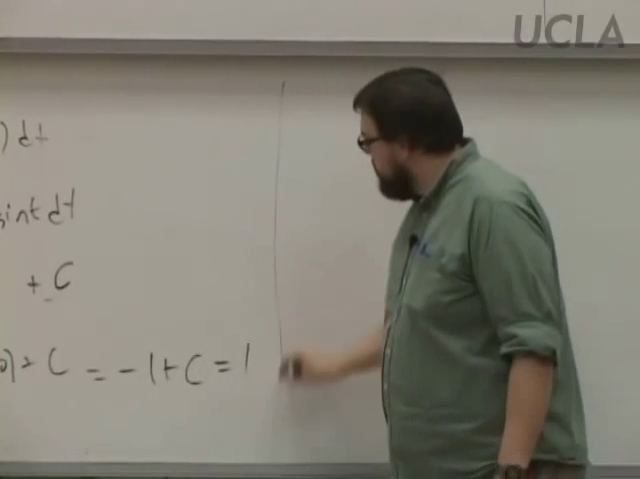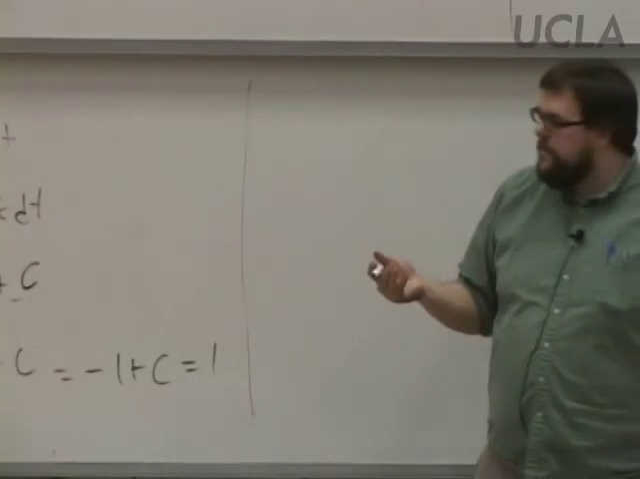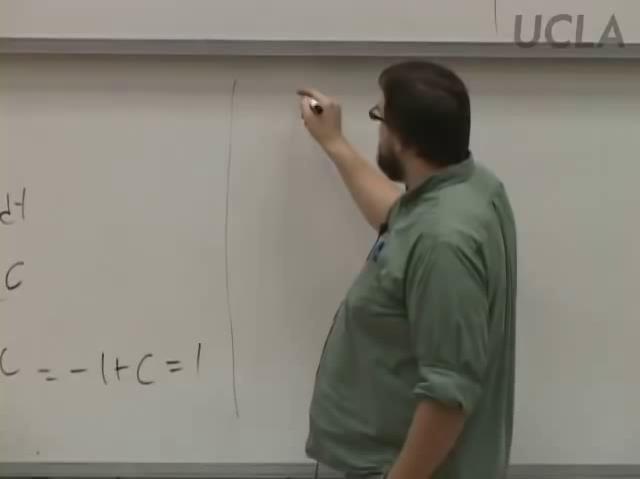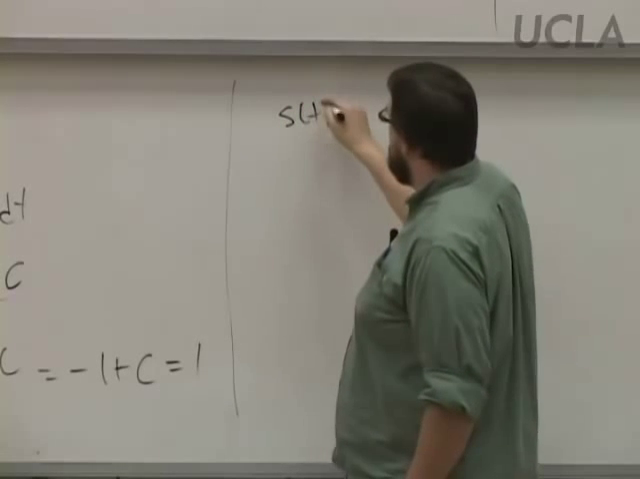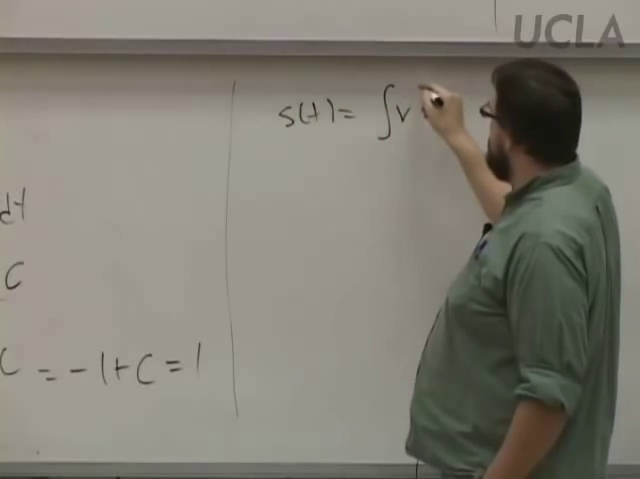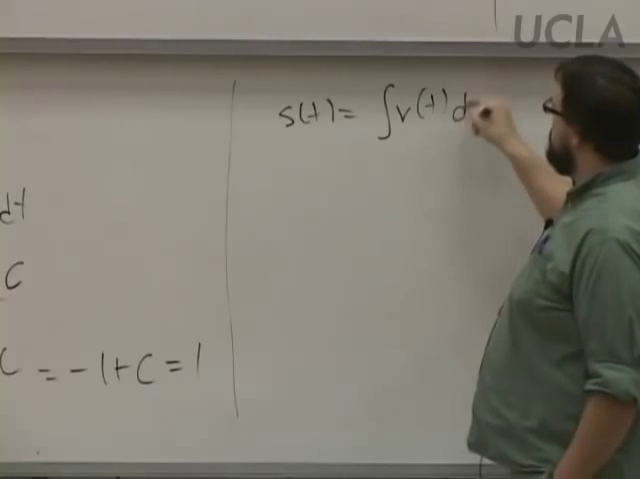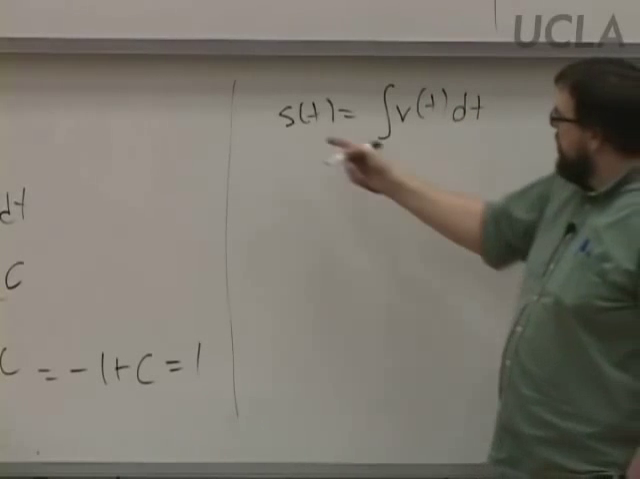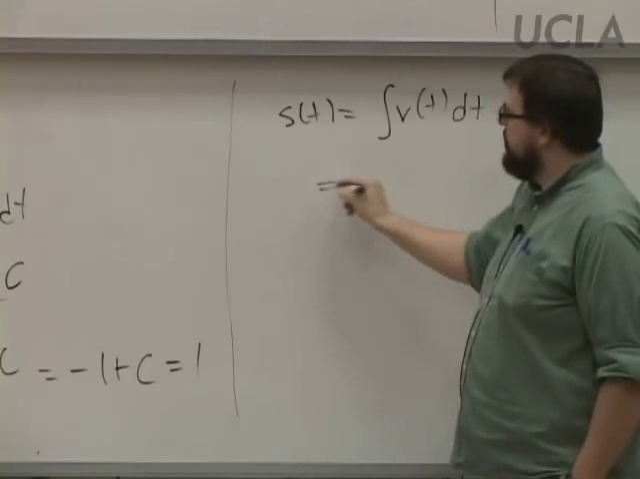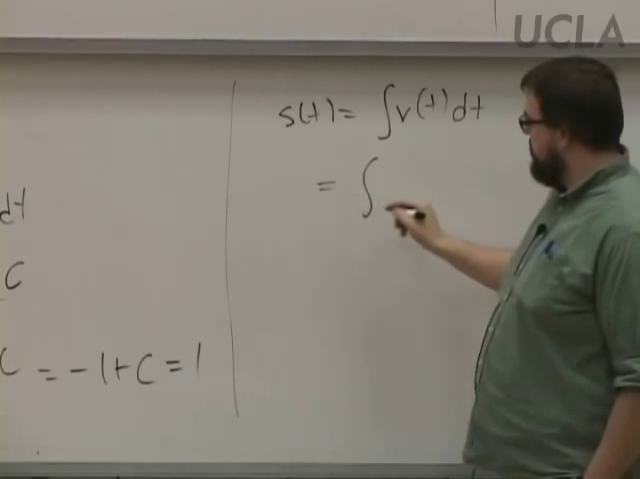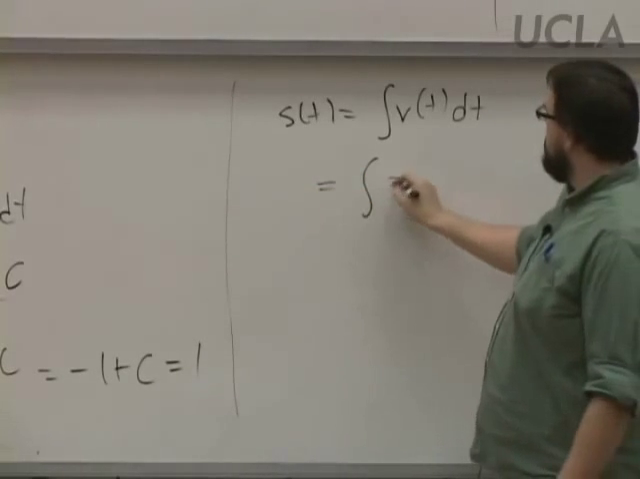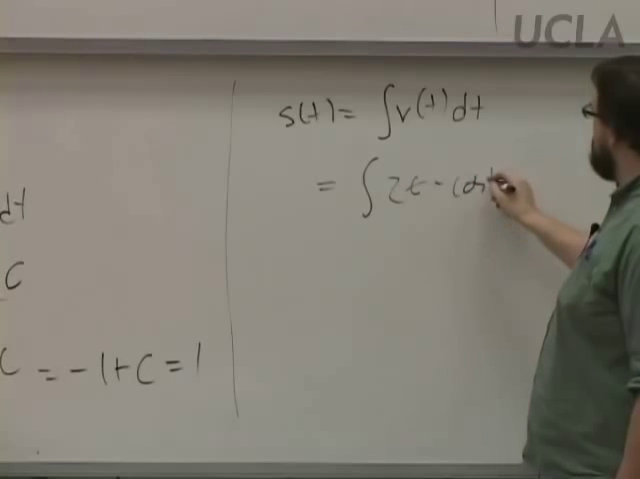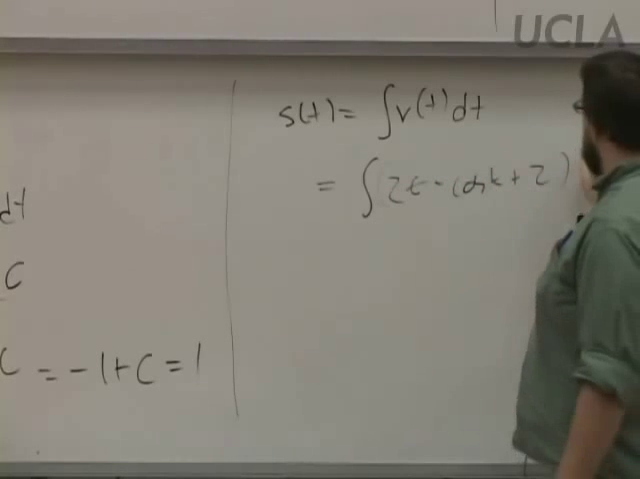It's the same thing. The derivative of your position is your velocity. So the antiderivative of your velocity is position. So we have that. Our position is some antiderivative. So I'm going to replace what v of t is, because we have it over there: the integral of 2t minus cosine of t plus 2 dt.